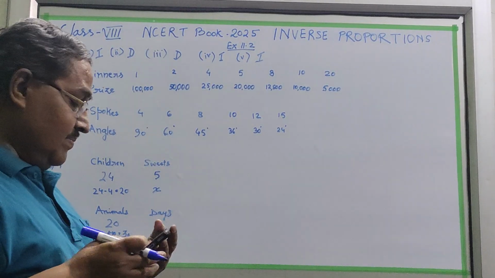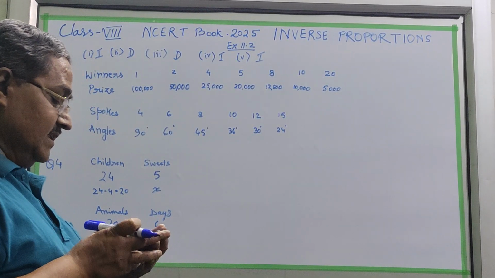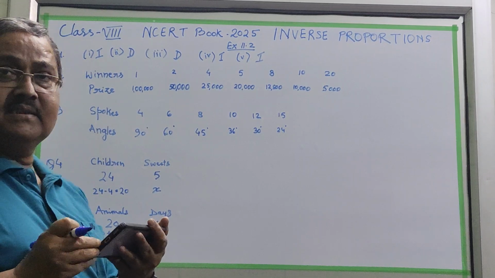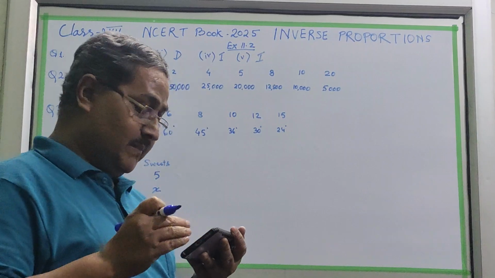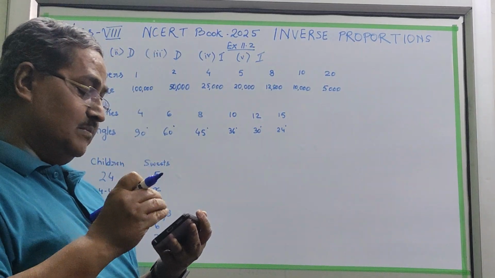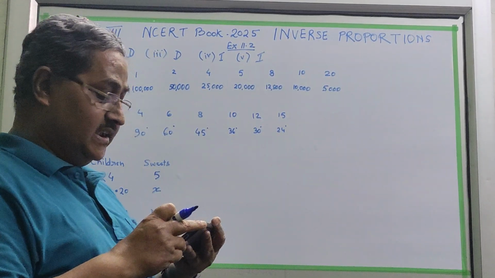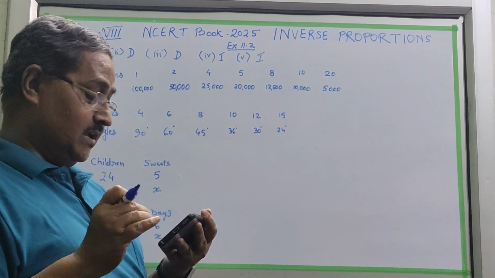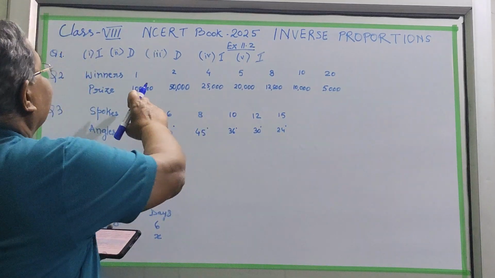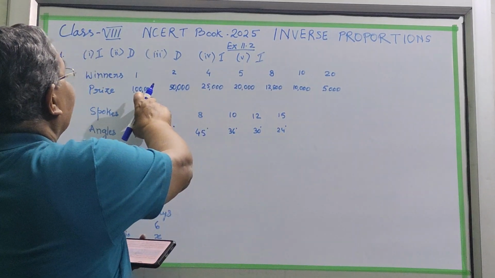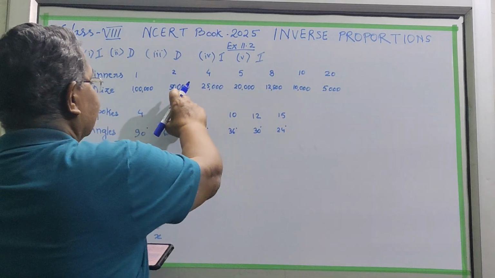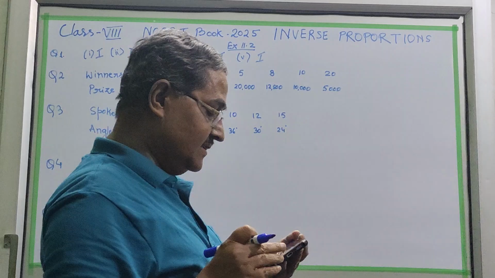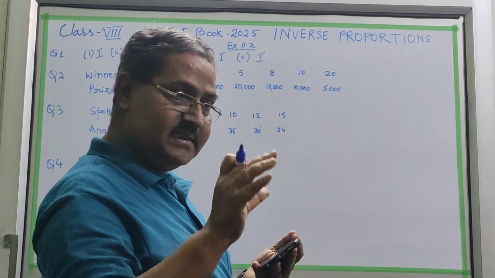Now coming to the second question. It is a television game show. Prize money is 1 lakh and divided equally amongst the winners. So if the number of winners increases, the prize money will decrease. So it is an inverse proportion, because if one contestant is the winner, it is 1 lakh. If two contestants are there, it is 50,000. It means when the number of contestants is increasing, the prize money is decreasing.